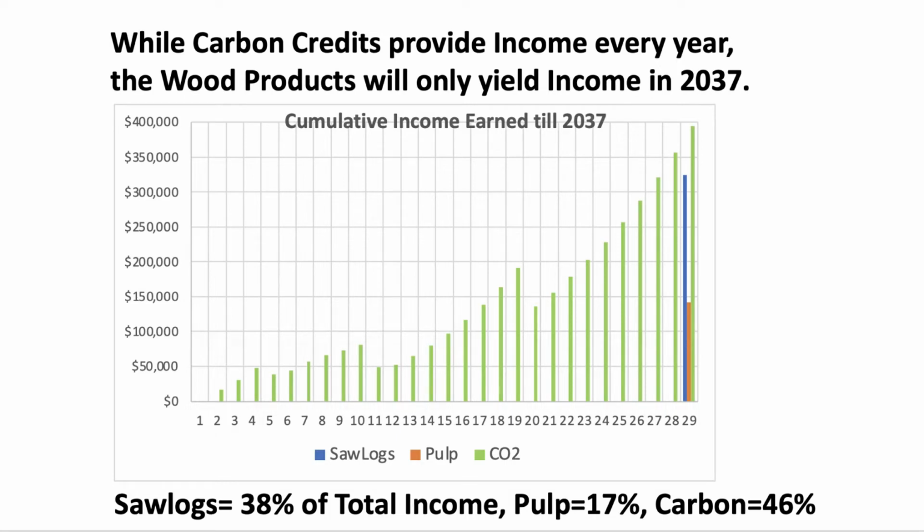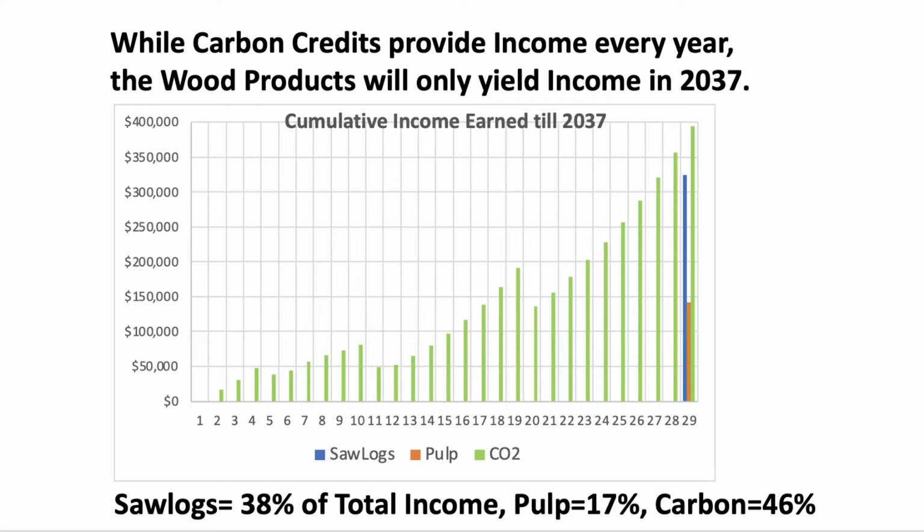Now, all these dollar values are just dollar values in those years. Interestingly, while the carbon builds up in the early years, the two wood products you don't get till 30 years down the track. So we use the concept of discounted cash flow, which is basically just saying people would rather receive money now than receive it in 30 years' time.